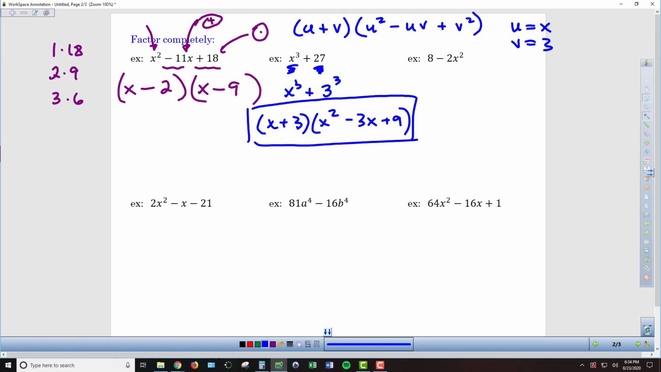The only way you're going to factor that is if you memorize this pattern here. Likewise, you have to memorize the difference of cubes. We might see that come up later.